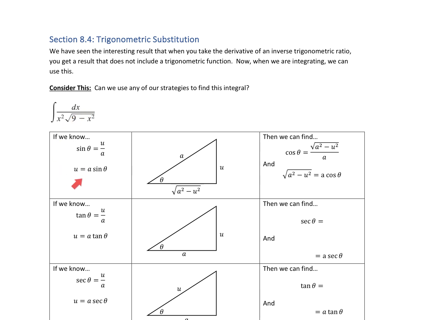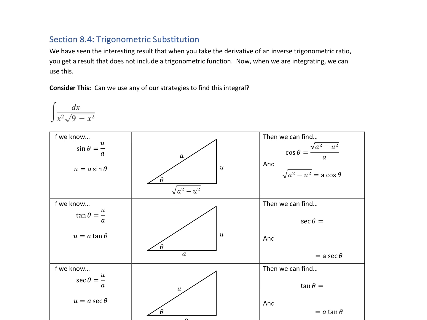And so that leads us to think about our right triangle here. Let's think about this situation. If we have sine of an angle is u over a, we could say u is a sine theta. So this means we have an angle that has a sine of u over a. And with that, we can use the Pythagorean theorem. We get the square root of a squared minus u squared.